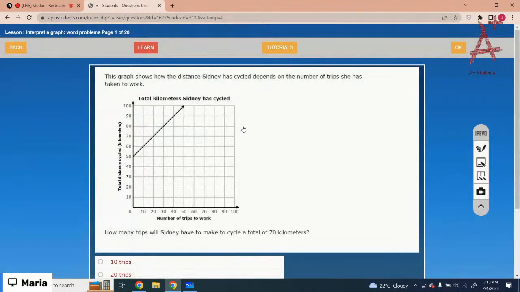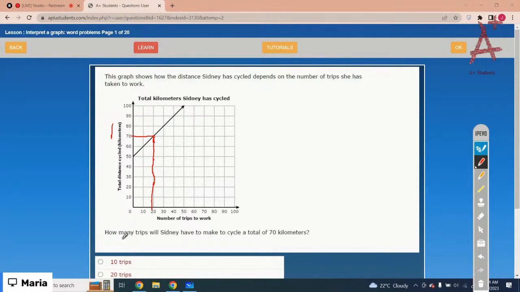Okay, this graph shows how the distance Sydney has cycled depends on the number of trips she has taken to work. How many trips will Sydney have to make to cycle a total of 70 kilometers? So 70 kilometers. Here is the distance on the y-axis. Got it? So just match the 70 to the graph and then match it to the x-axis and you will get your answer.